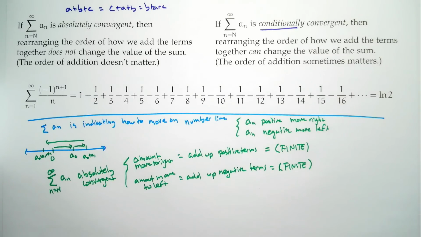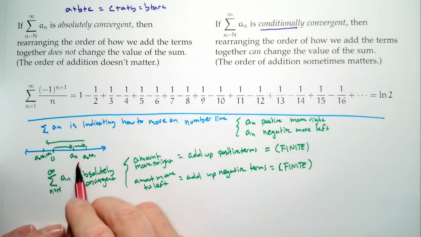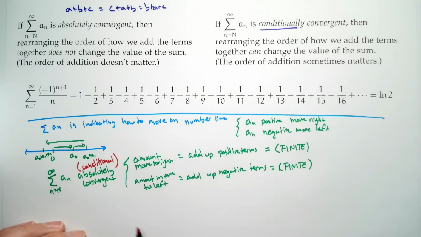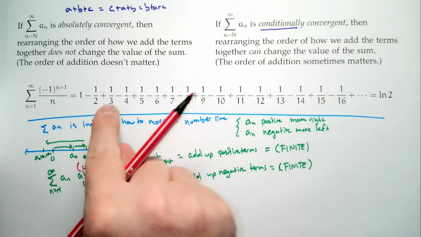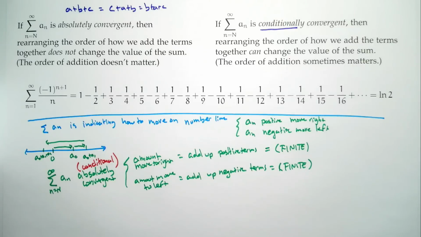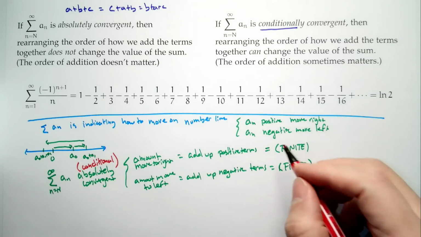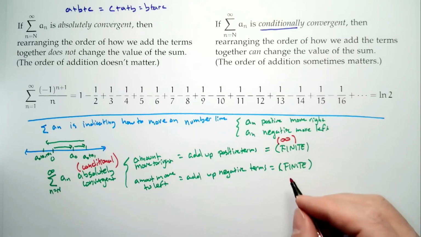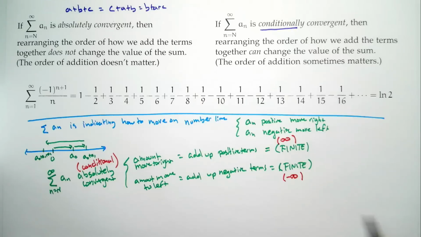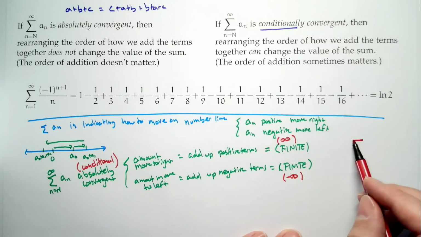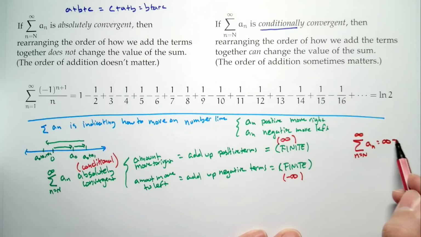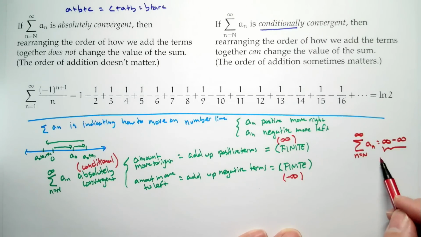If we switch it around though, and say we are conditionally convergent, now what happens? So we come up here like 1 plus a half plus a third plus a fourth, so forth and so on. When you add up the positive terms, you end up with positive infinity. And when you add up the negative terms, you end up with negative infinity. So in some sense, when something's conditional, what you're getting is something that looks like infinity minus infinity. And this has this indeterminate form.